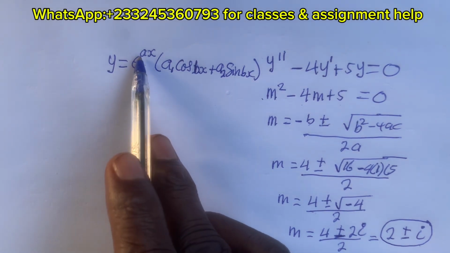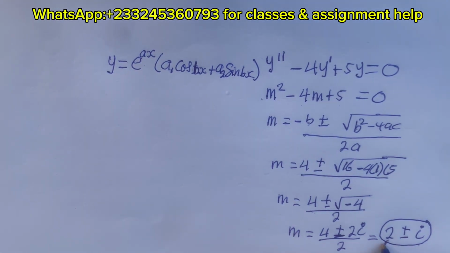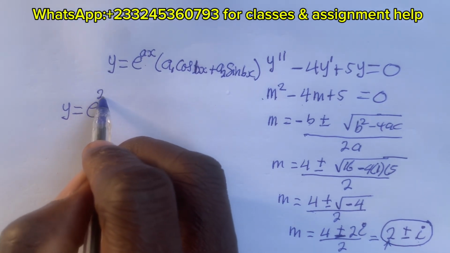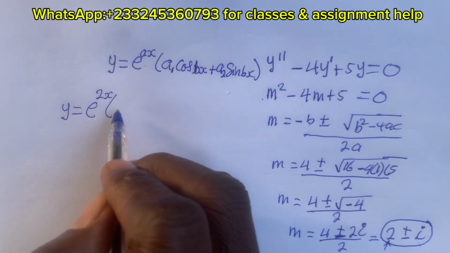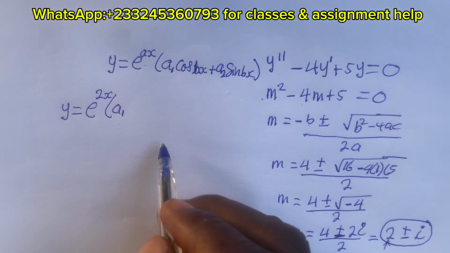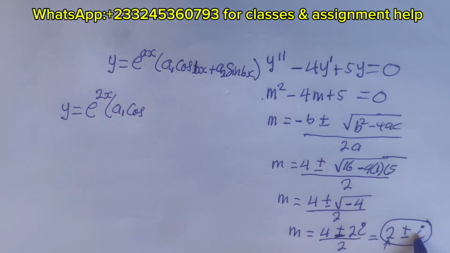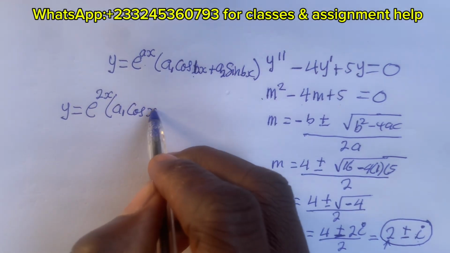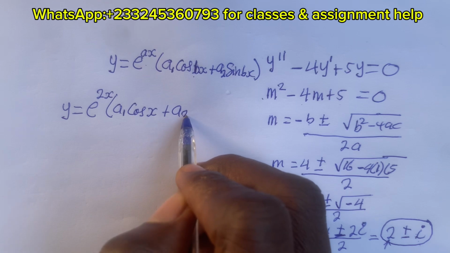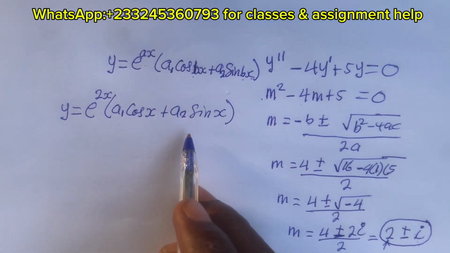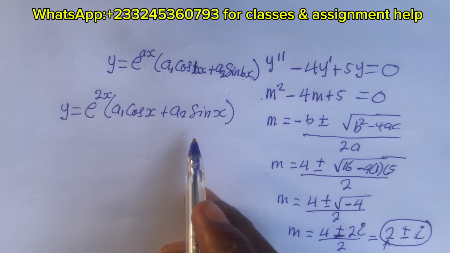So what is a? a is what we have here, and b is the coefficient of this i. So we take y equals e to the power 2x into a1 cosine of bx plus a2 sine of bx, where a1 and a2 are constants. Cosine of b, where b is the coefficient that we have here, that is 1. So 1 times x is x, plus a2 sine, 1 times x is x. So this is the general solution.